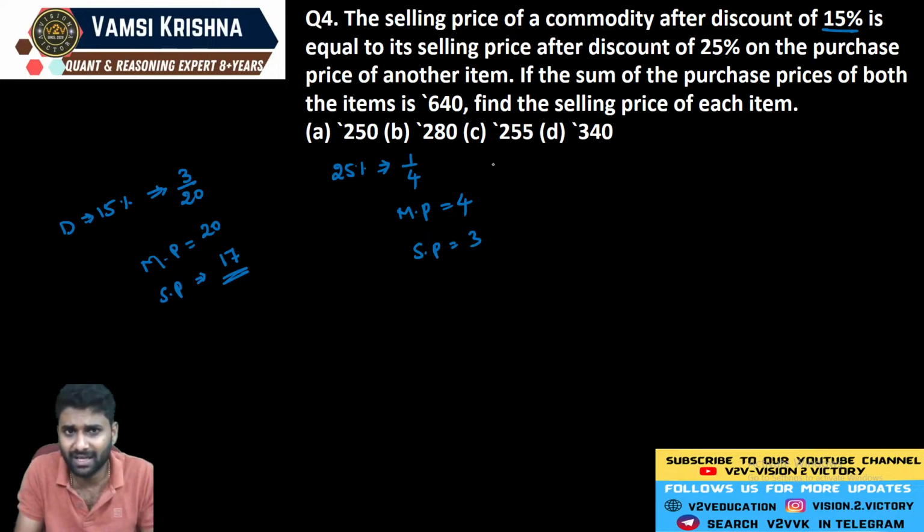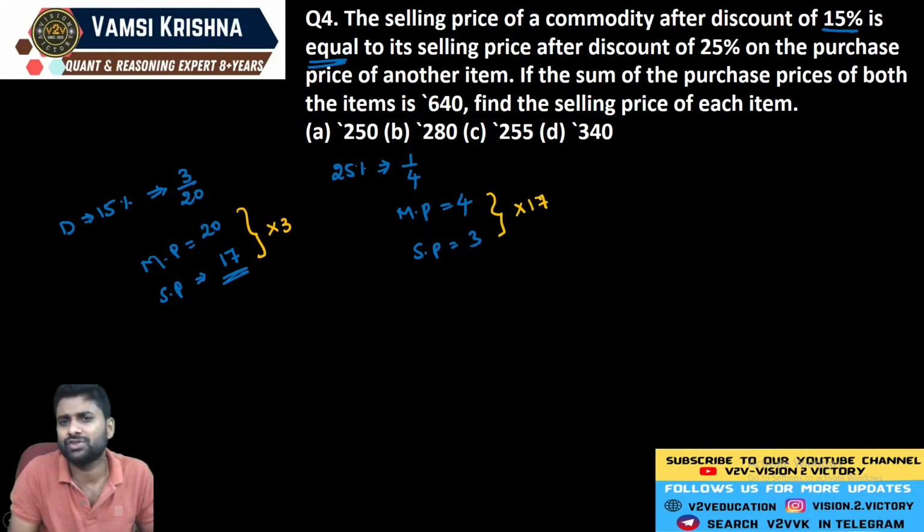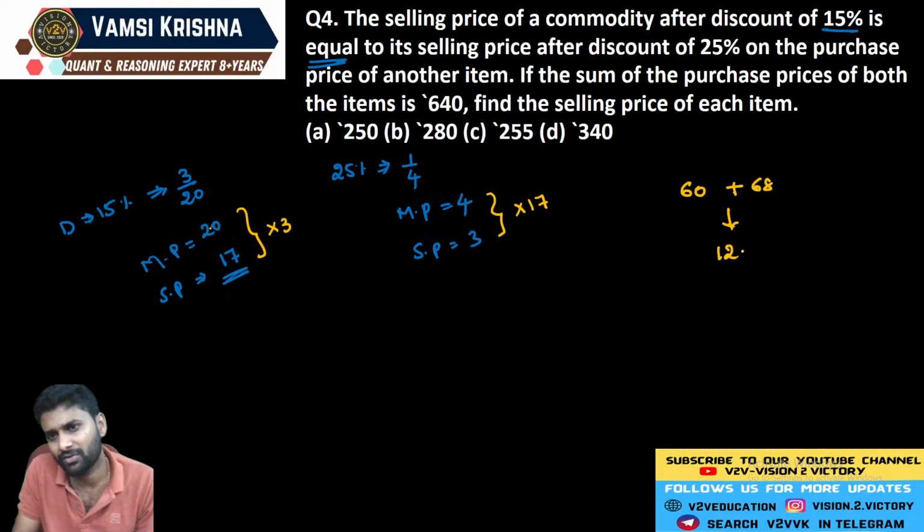Now, in the question, they clearly mention that both selling prices are equal. See how we can equate both the selling prices, guys. You should multiply these numbers with 3 and these numbers with 17. Then both the selling prices are the same. Now, the sum of the purchasing prices of both items. 20 multiplied by 3 is 60 units. 17 multiplied by 4 is 68 units. Now the total sum becomes 128.